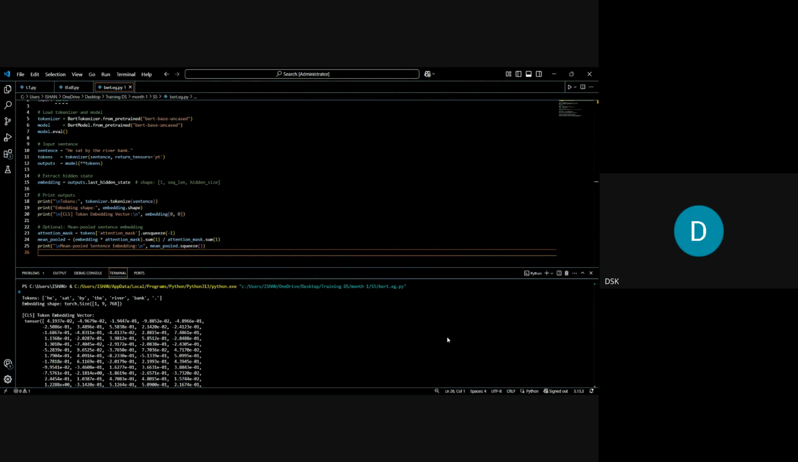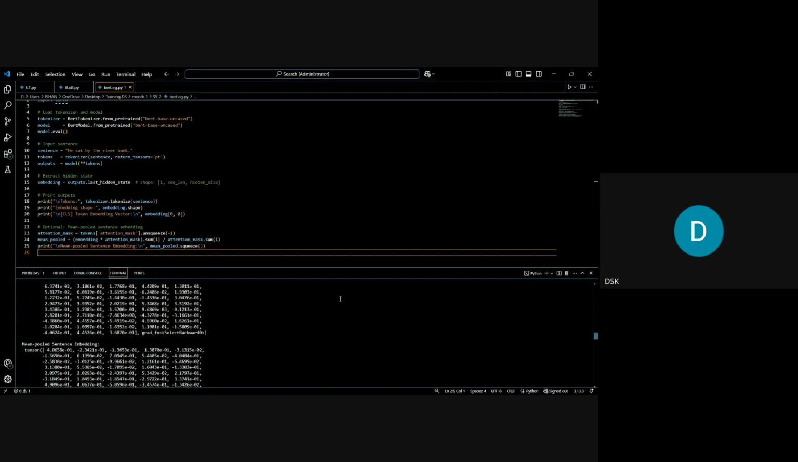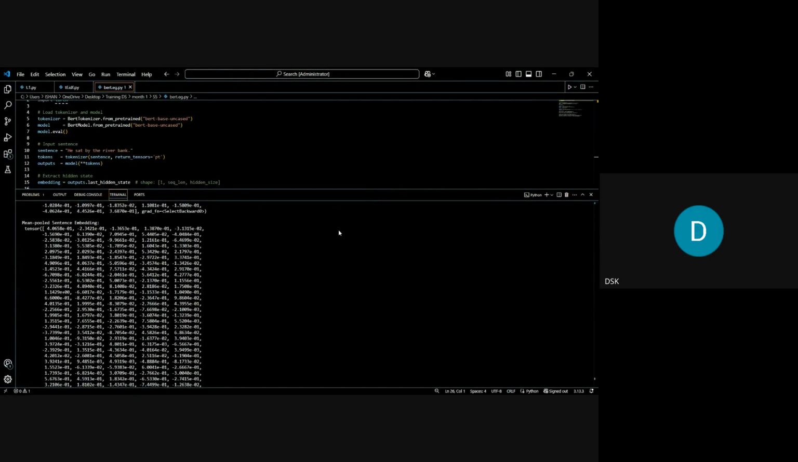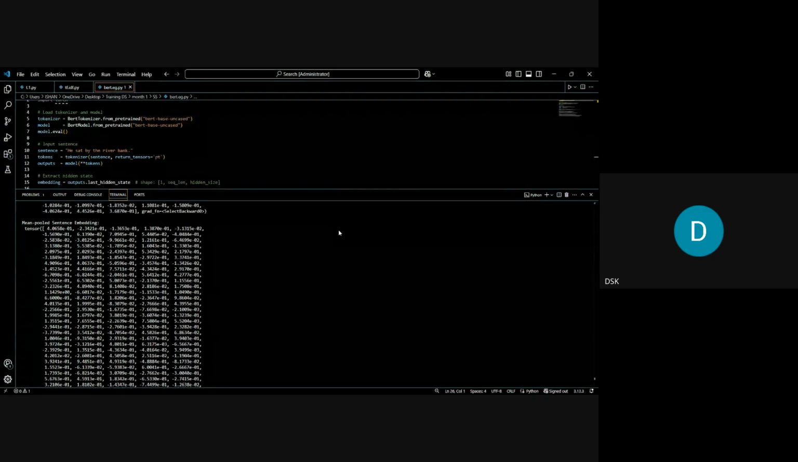The mean pooled embedding is also there. Okay, so the mean pool sentence embedding is also present. It also represents a 768 dimensional vector. It represents the average meaning of all the tokens in the sentence, and it is often more useful in semantic similarity or sentence level tasks. So mean pooling means the average embedding of all tokens.